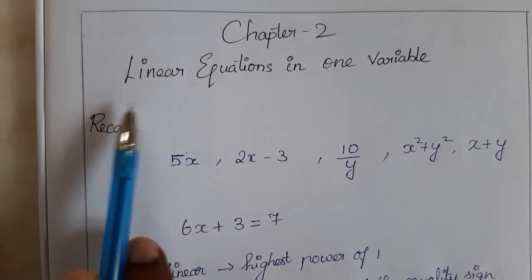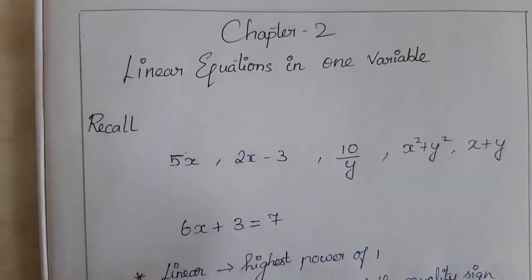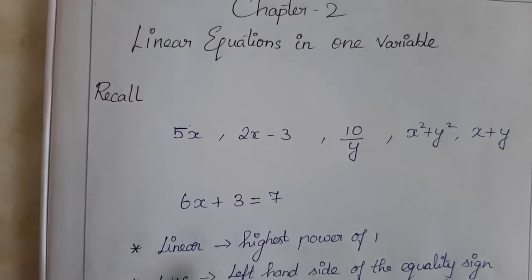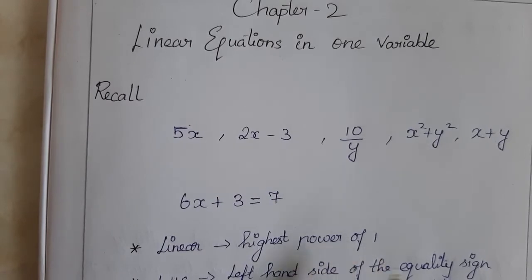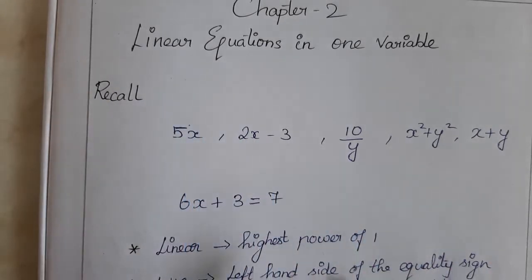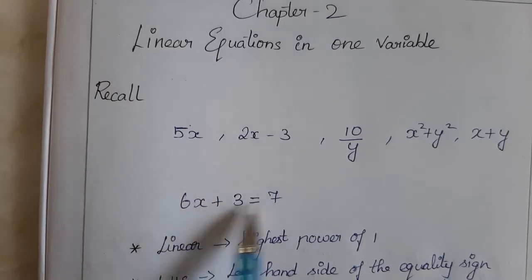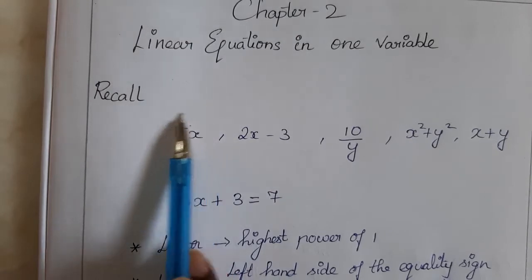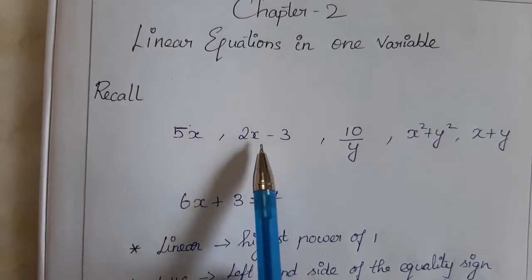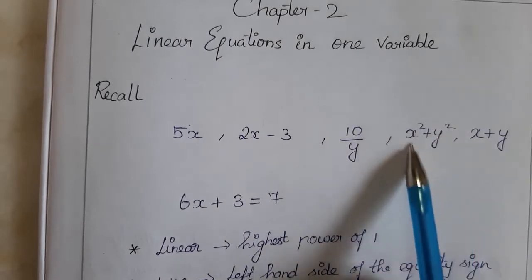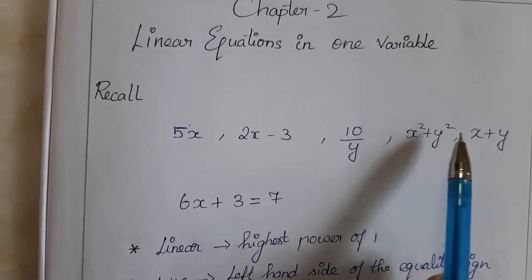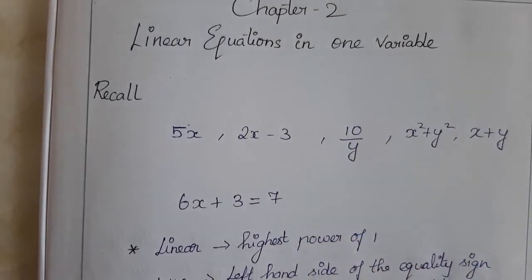The topic you can see is linear equation. What do you mean by linear? Linear is nothing but the highest power being 1. If any expression has the highest power of 1, we call it a linear expression. If it is an equation, then it is a linear equation. Here the highest power of this variable is 1, so it is a linear equation. Here the highest power is 1, so it is a linear expression. Here the highest power is 1. Here you can notice the highest power is 2, so it is not linear, right?